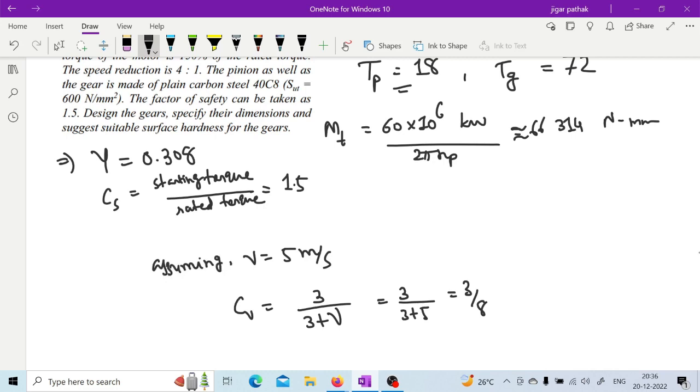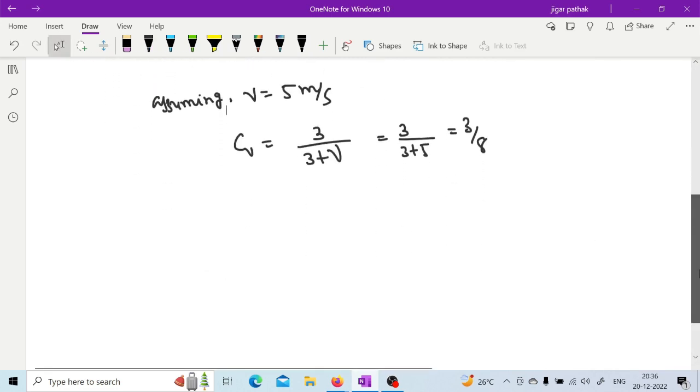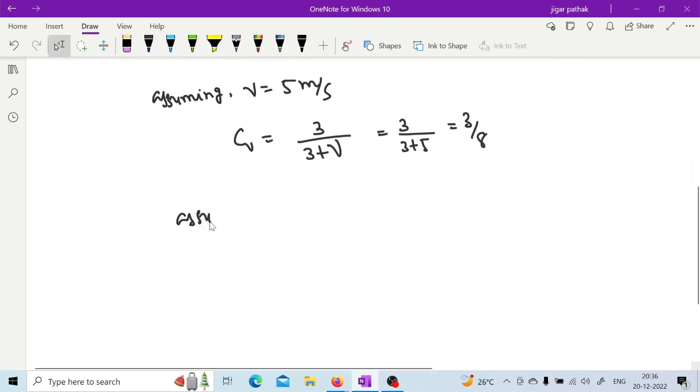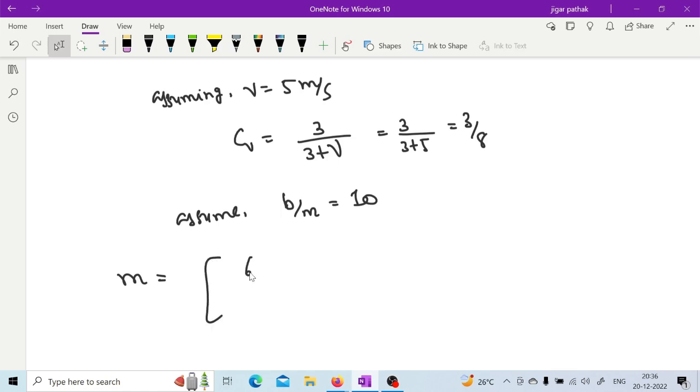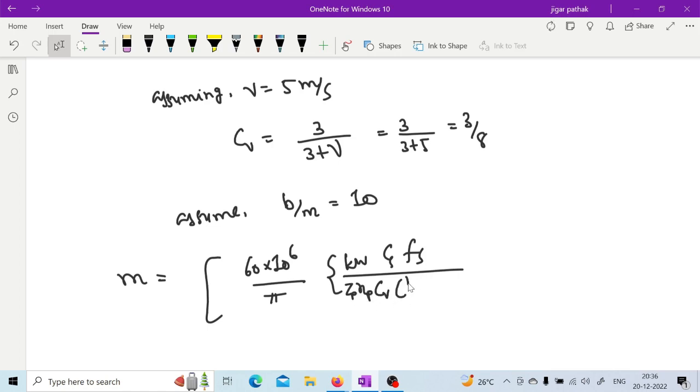So here we need to make some assumptions in this kind of problem. Again we need to assume that B by M is 10. Now if we assume this and apply this equation to estimate the module, as we have derived earlier, I guess we have all the values with us to calculate this module. So can anyone tell me what is the module?